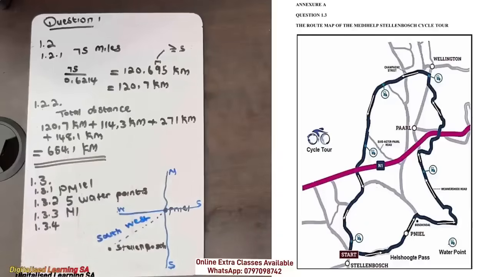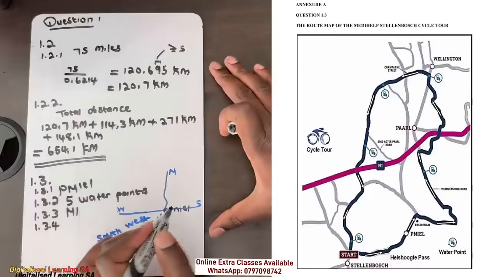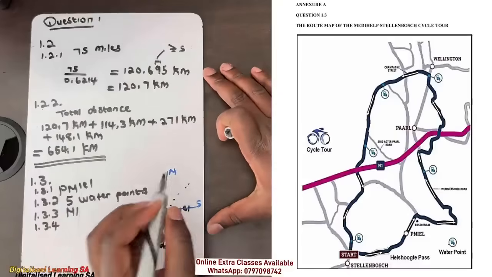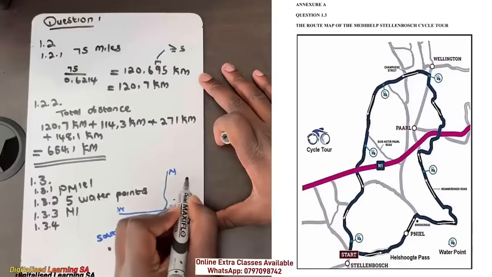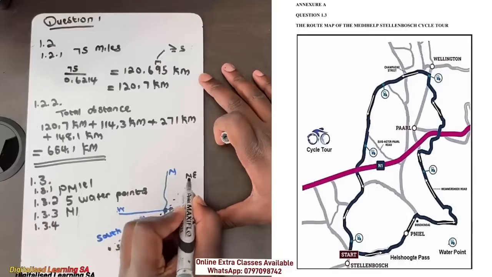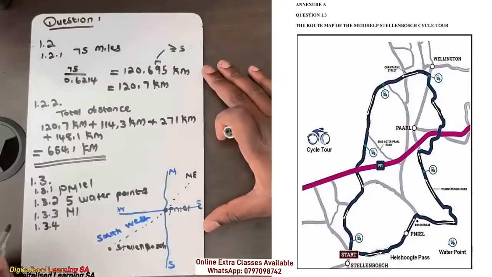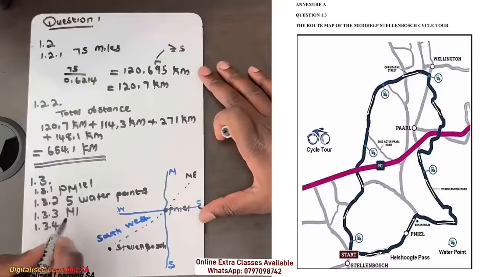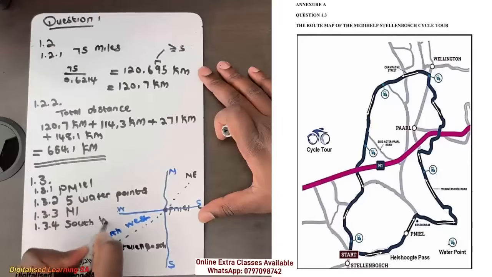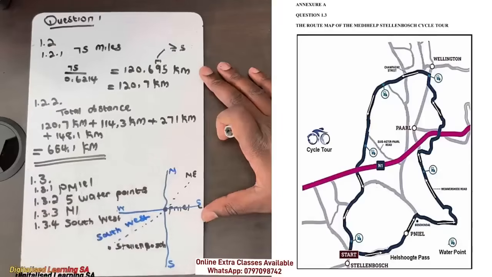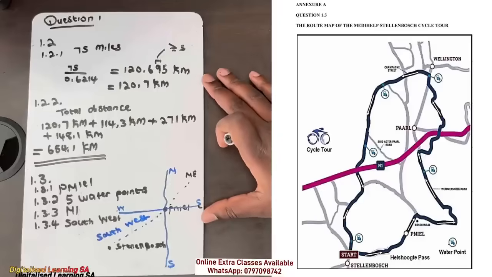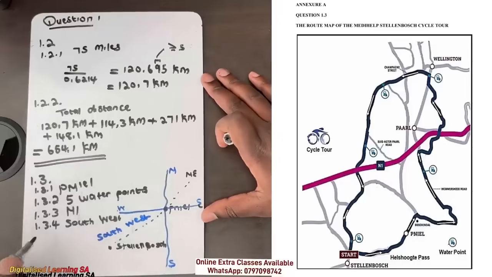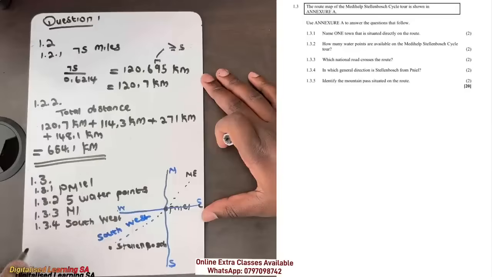Okay, I hope that makes sense. So if it was somewhere here, it was going to be north and east, so it was going to be northeast. But our answer here is going to be southwest. Okay, so now let's move to our last question for question 1, which is question 1.3.5.